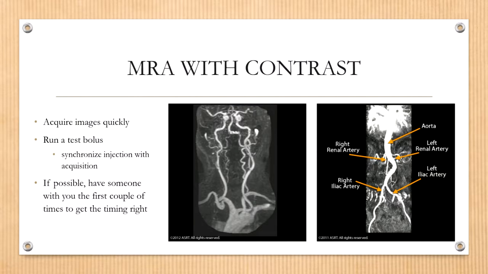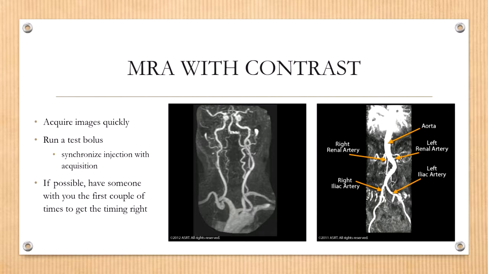That's a very lengthy process, and it can have some difficulties with acquiring images. Contrast, when used with MRA, allows us to acquire those images a lot faster. We're able to identify the structure and create the super bright contrast in a very short amount of time.